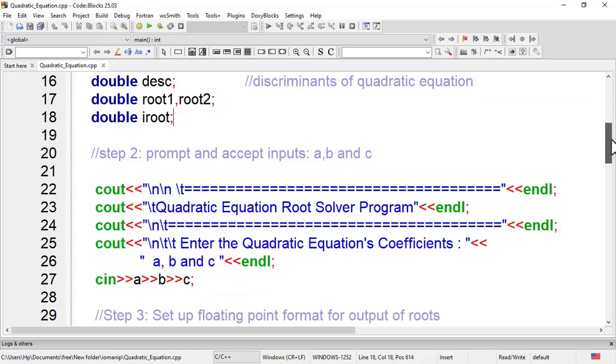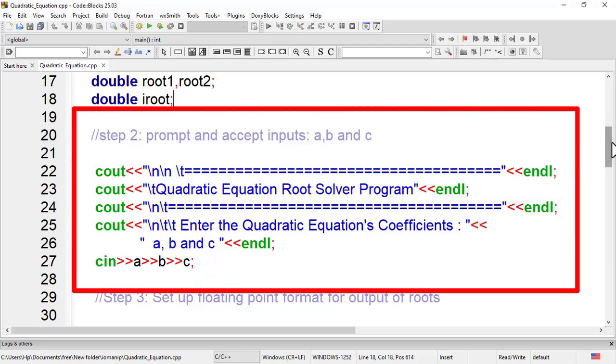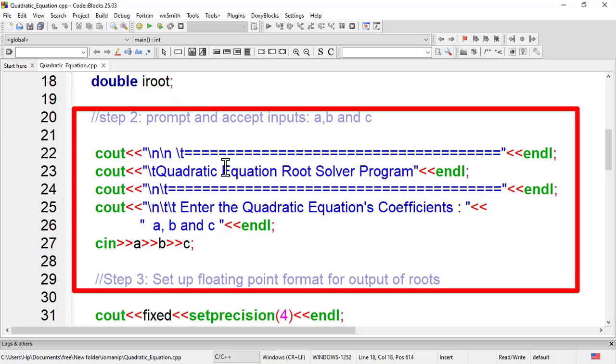Step 2, prompt and accept input variables, that is a, b, and c. So cout "Quadratic Equation Root Solver Program". This will be printed as it is, and this cout line will also be printed as it is. Cout "Enter the quadratic equation coefficients a, b, and c". So it will accept the variables a, b, and c.